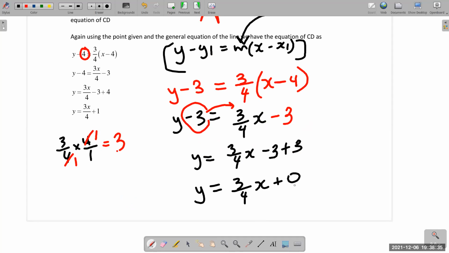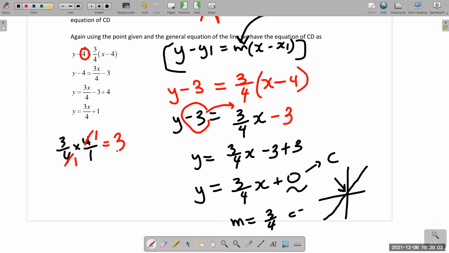I only put the plus 0 so that you could know that this is the value of C. That means that this graph cuts right here at the origin. That's why it's 0. So the y-intercept is 0. Everybody see what I mean? What is the gradient here? What is m? So m is equal to 3/4. C is equal to 0. So this is the equation of the line.